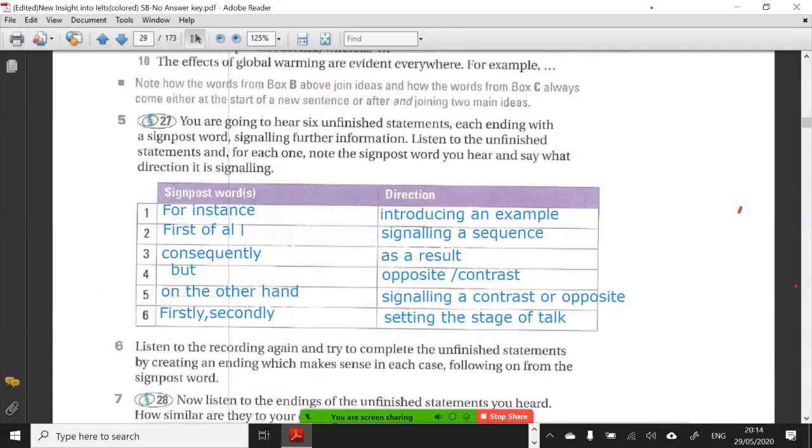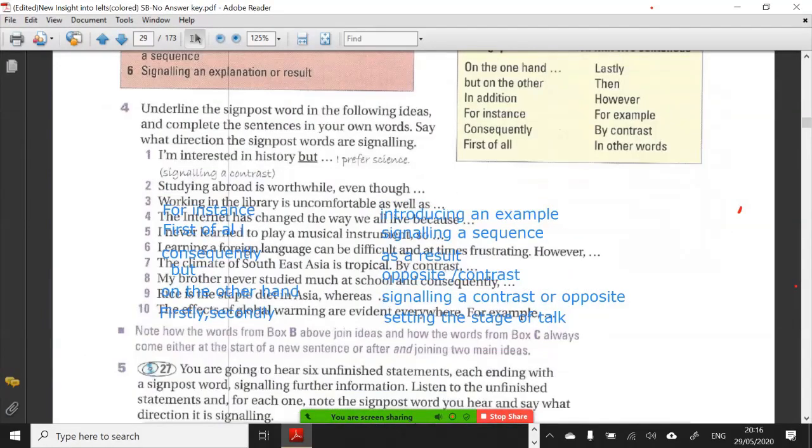Sir, in other words, this is the signpost word, but what is the direction? Direction means, it's very easy to understand. For example, you are going on the road. Here is number 5. In other words, this is a signpost. We start a sentence and we say in other words. So what is the direction? What direction will we give to this word?